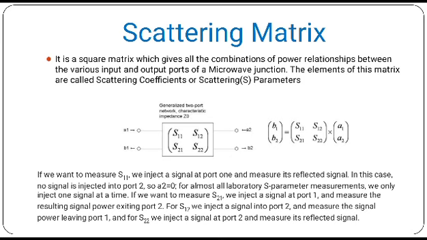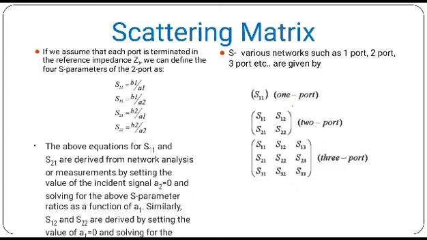If you want to measure S21, we inject a signal at port 1 and measure the resulting signal at port 2. Hence for S12, we inject a signal into port 2 and measure the signal after leaving port 1. And for S22, we inject a signal at port 2 and measure the reflected signal. For S parameters, we assume that each port is referenced to an impedance. We will define the four S parameters.